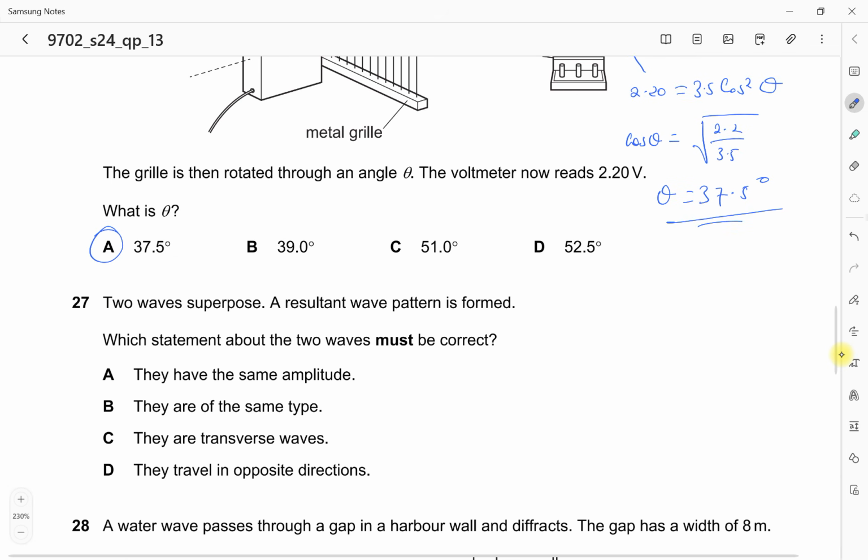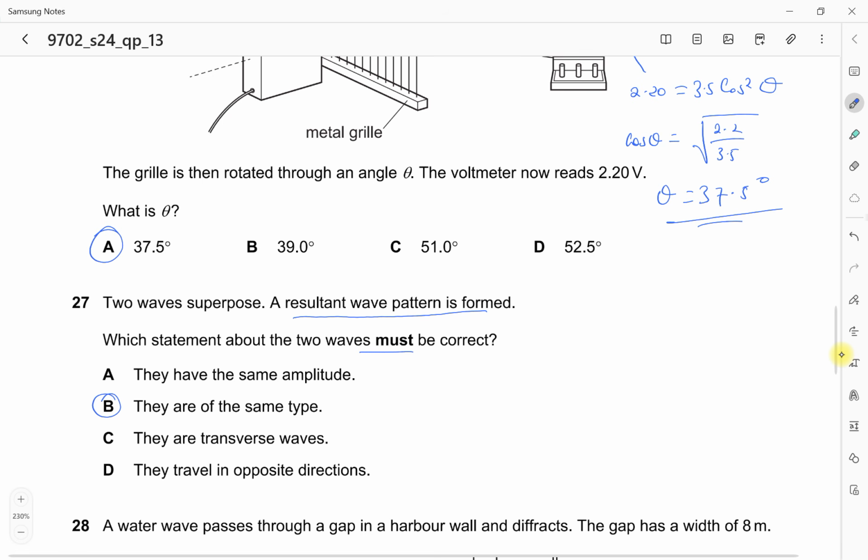Two waves superpose. A resultant wave pattern is formed. Which statement about the two waves must be correct? A wave pattern is only formed if the waves are coherent. They have the same type, not necessarily the same amplitude, but of the same type. If they form a resultant wave pattern, then they must be of the same type. So I think the answer is going to be B.